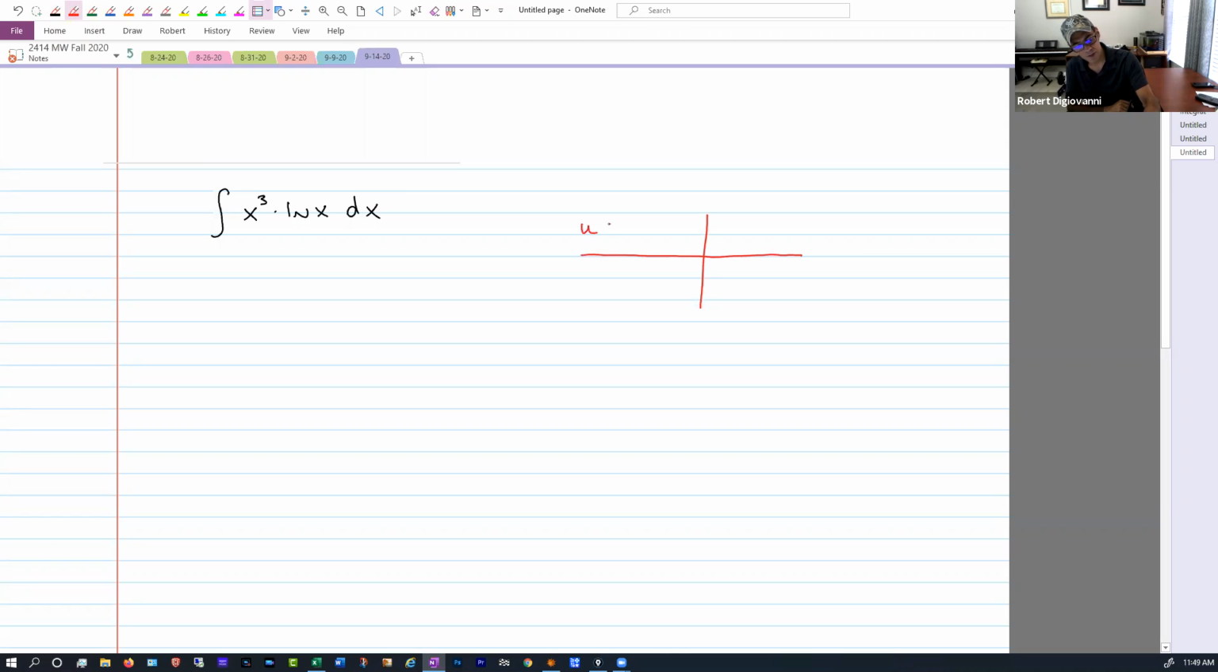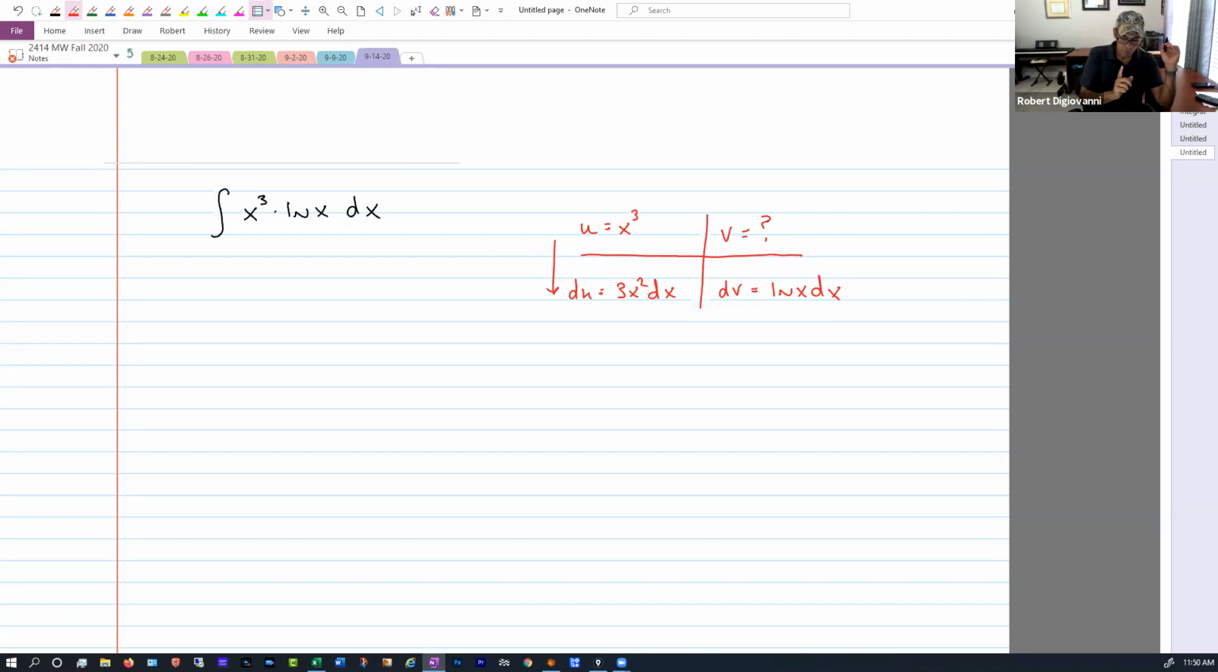If u is x cubed, and dv would have to be the natural log of x dx, this part you can do. du is 3x squared dx. But what's v? What's the antiderivative of natural log? Not the derivative, the antiderivative. We don't know, right? We have no idea. Now we'll do it. After this example, I'll show you what the antiderivative of natural log is. But right now we don't, okay?